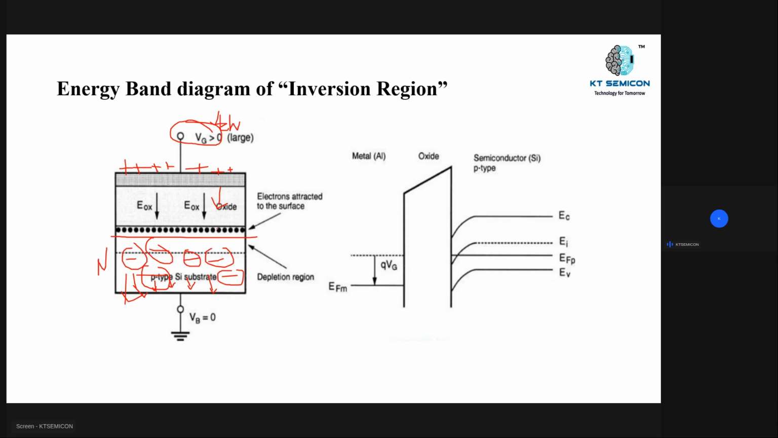My electric field direction is the same, towards the substrate. Before that we had only a small amount of band bending. Whenever we increase the voltage, there is more occupation of electrons, negative ions, so my bending also increases. This is known as the inversion region.